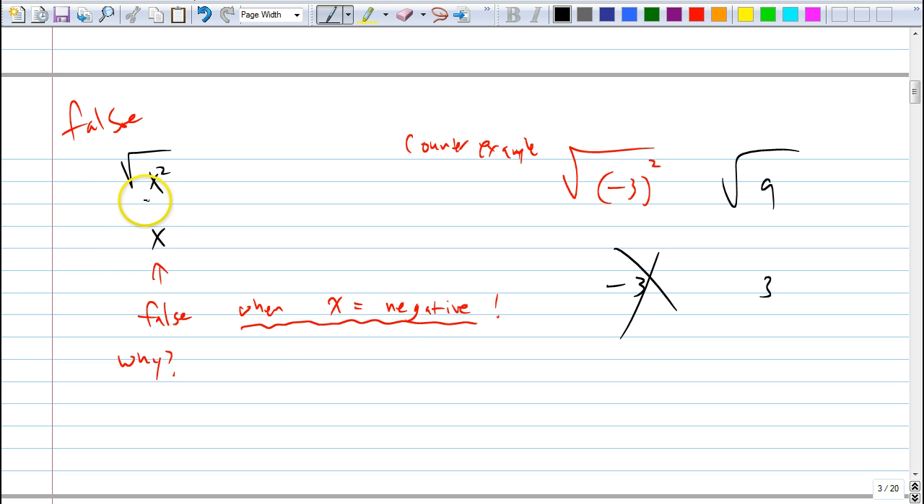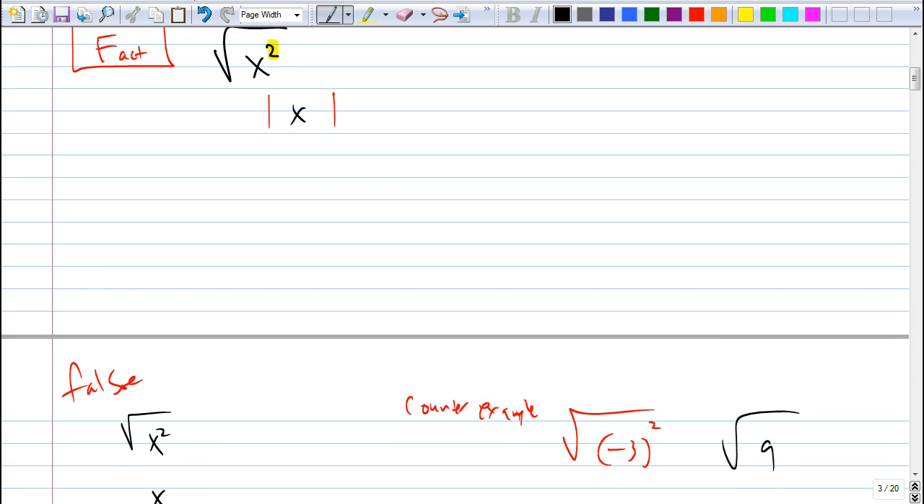So if you were to actually follow this, square root of x squared equals x, you get the wrong answer. So when x is negative, this will be false. When x is positive, of course, it's true, right? But when x is negative, the statement is not true. That's why we have to be careful to put the absolute value.